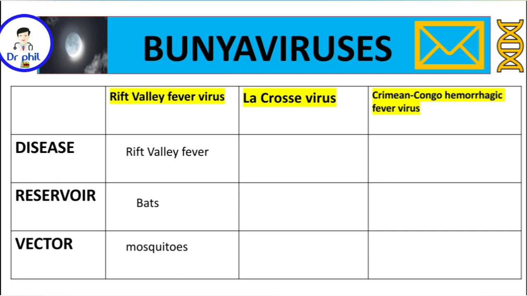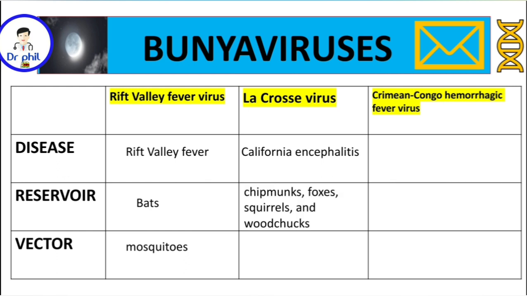Now Crosse, this virus is also called California encephalitis virus. So the disease is California encephalitis. The reservoirs are chipmunks, foxes, squirrels, and woodchucks, right? The vector is the same, mosquitoes, particularly the Aedes, right? So these viruses, we can also refer to them as arboviruses.